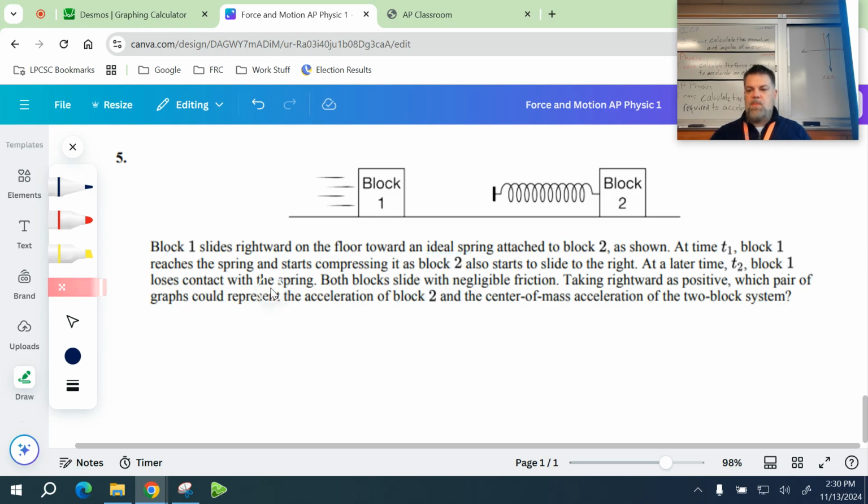it says attached to block 2 is shown. At time 1, block 1 reaches the spring, starts to compress, and as block 2 starts to slide to the right. Later at time 2, block 1 loses contact with the spring. Both blocks slide with negligible force, which means we totally ignore friction. Taking rightward as positive, that means that going to the left is negative. Which pair of graphs could represent block 2 and the center of mass acceleration of a 2-block system?